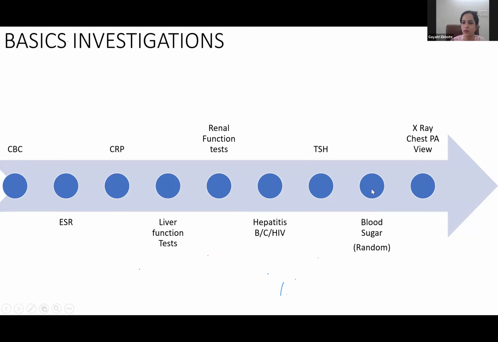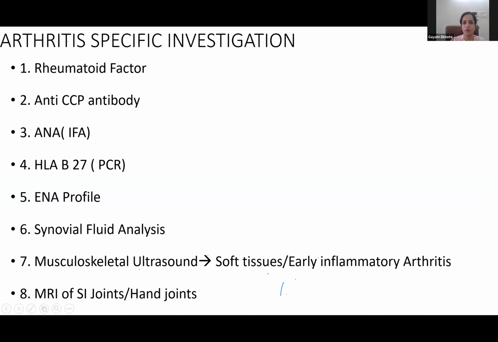Then obviously you have to rule out diabetes. Chest X-ray is again very important. You have to look for lung involvement and rule out other infections. So these are arthritis-specific investigations: rheumatoid factor, anti-CCP, ANA, HLA, ANA blot or ENA, synovial fluid analysis. Nowadays you can even do MSK ultrasound or MRI. So you have to take the history accordingly. Please take your senior's opinion and then order these investigations.